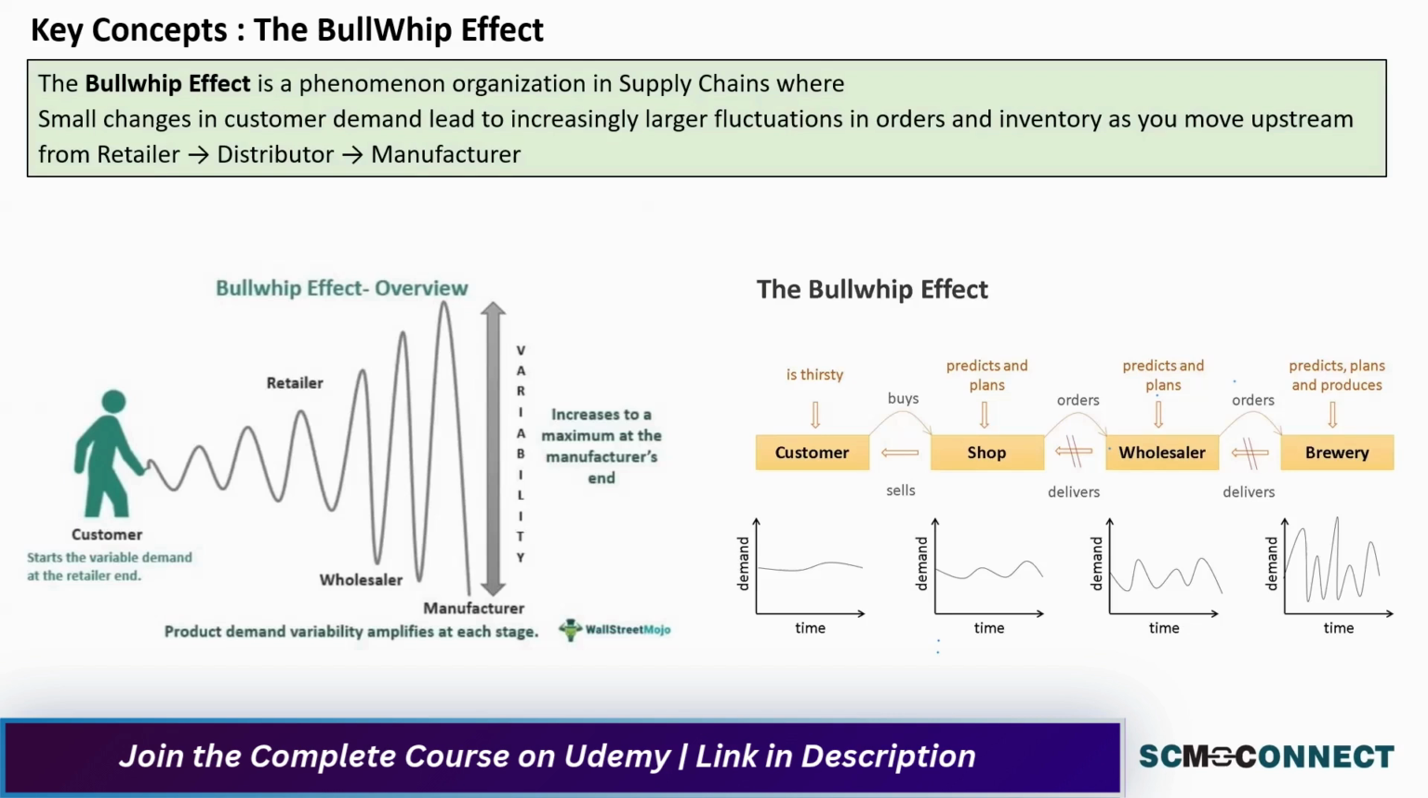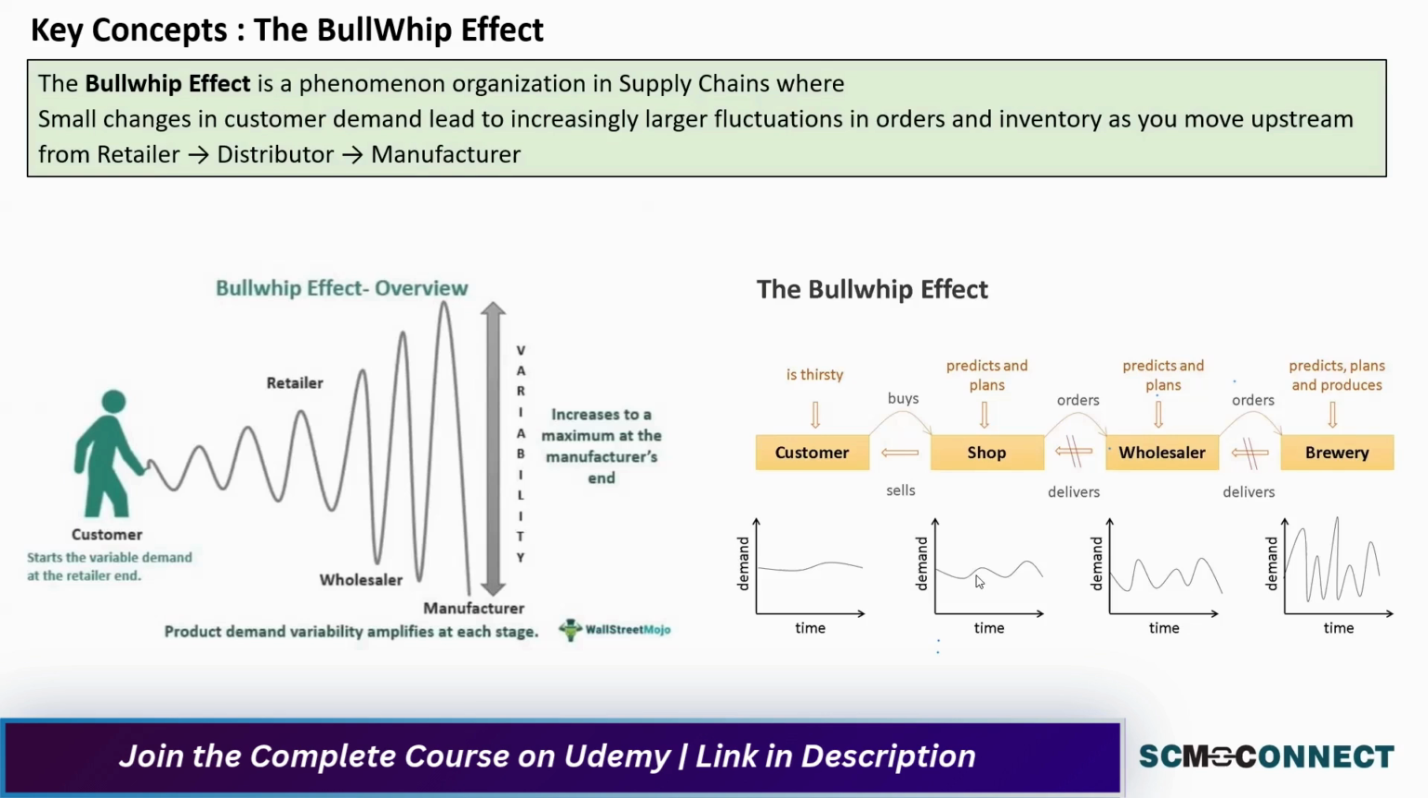So इसमें होता क्या है? So if we look at the right hand picture, especially the graphs at the bottom, so customer का demand variability बहुत नहीं है. So there is a demand versus time graph at the bottom of where customer is written. So there is a slight variability you can see over a period of time. There is always certain variability in demand.